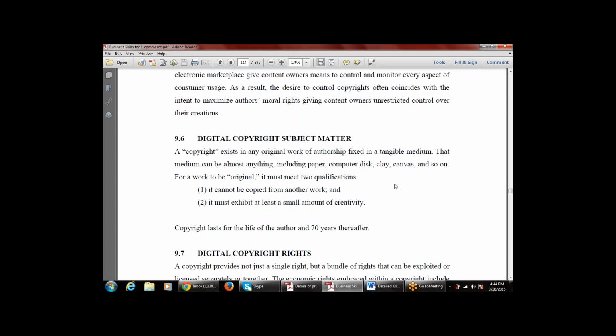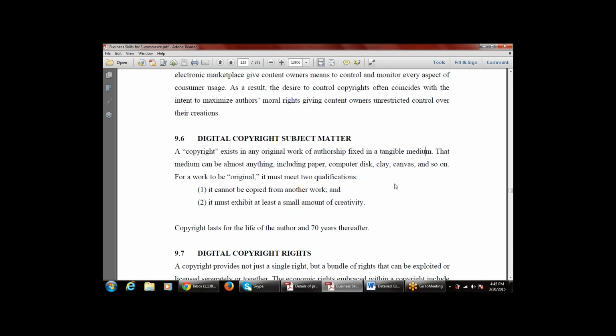So these are the two subject matter requirements applicable for digital copyright. That is, if I say my document is digitally copyrighted, it is a copyrighted document. So it cannot be copied from another work. That is, another person cannot copy the work.